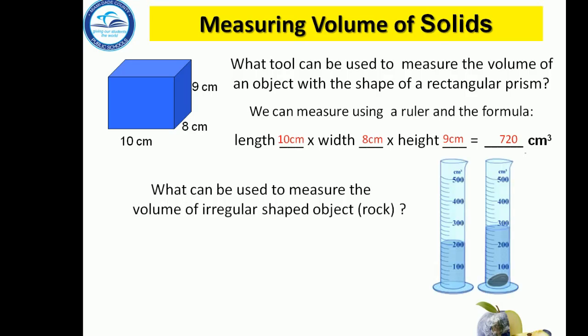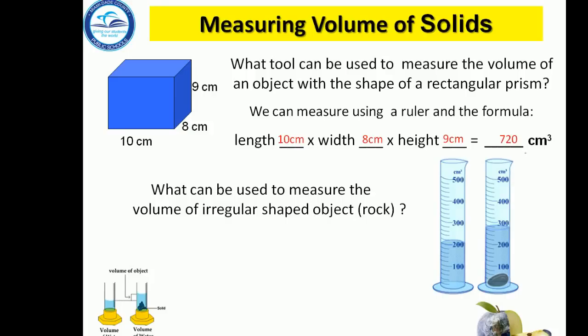Now, what if we wanted to measure an irregular shape like this rock in the bottom of this? I have no idea how to measure a rock and find the volume of that rock. However, a long time ago, a man figured out how to do this when he was trying to find out if the king had been cheated out of gold in his crown. What he ended up doing was exactly this.